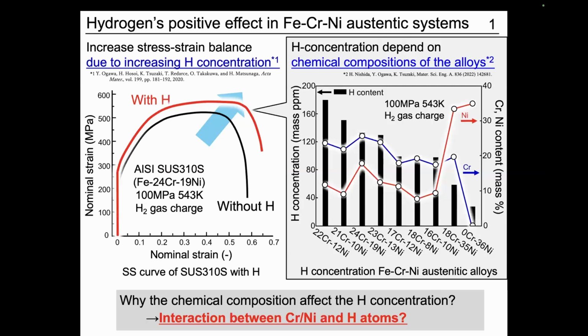In order to understand the relationship between hydrogen and the material properties of these alloys, we have to consider why the chemical composition of these alloys affects the hydrogen concentration.